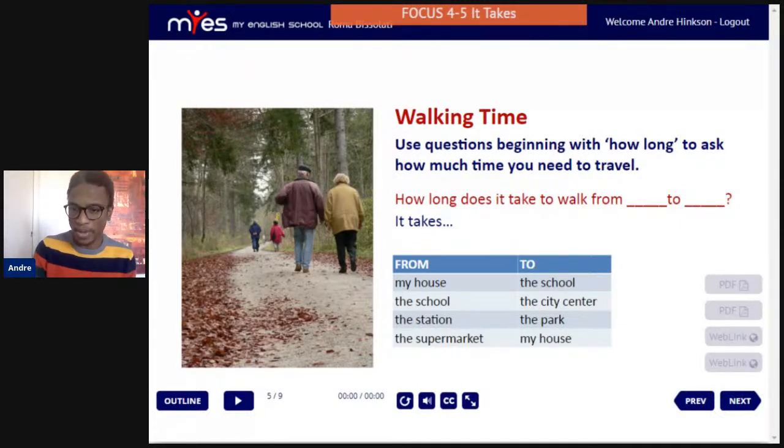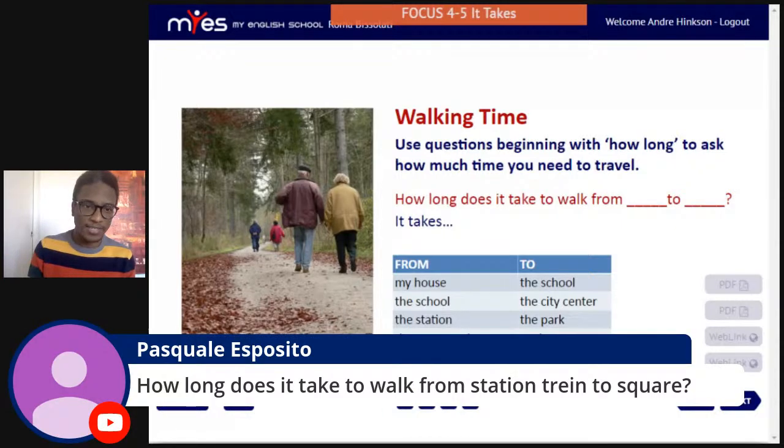Okay, so Pasquale has a question as well. He asks, how long does it take to walk from the train station to the square? So Pasquale, how long does it take to walk from this train station to the square? For you, Pasquale, how long does it take? Does it take 5 minutes? Does it take 30 minutes? How long does it take?